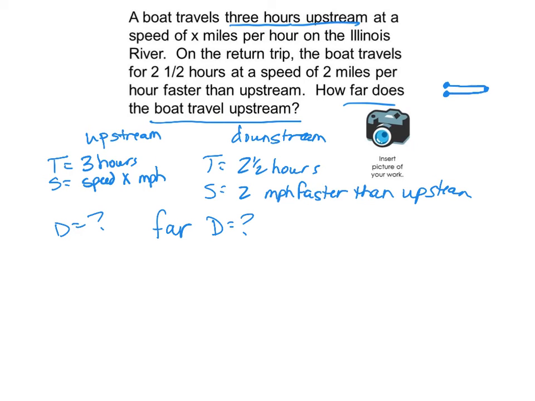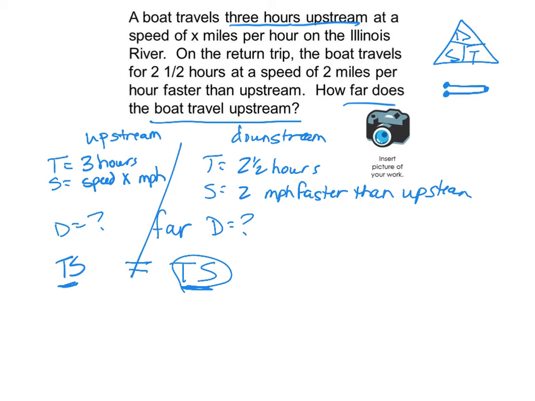So to find my distance here, I do my time times speed, right? Remember our triangle? Distance, speed, time. Distance is equal to speed times time. So that is going to be equal to this one's time times speed. Does that make sense? Your distance is the same. So you take your time times speed for your upstream, and it should be equal to your time times speed for downstream because that is your distance.